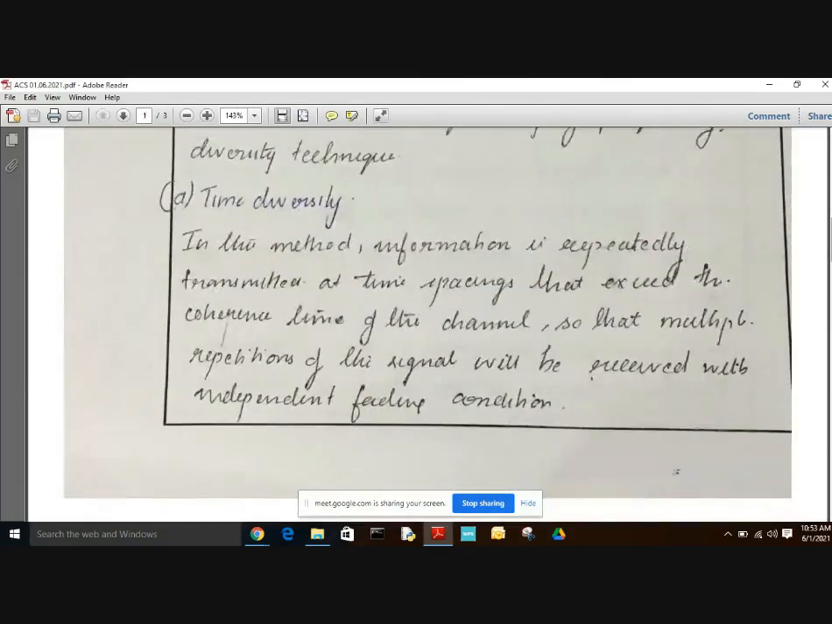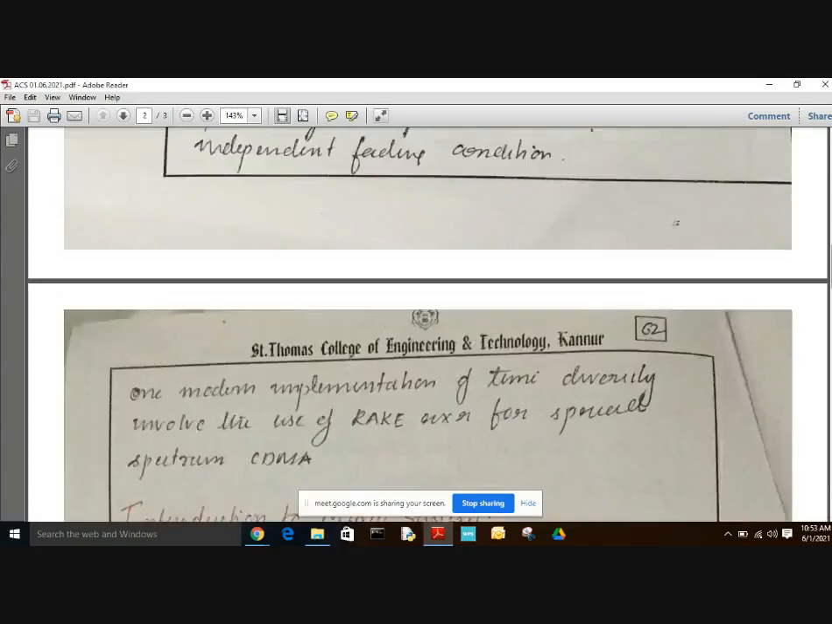In time diversity, in this method, information is repeatedly transmitted at time spacing that exceeds the coherence time of the channel, so that multiple repetitions of the same signal will be received with independent fading conditions. So this is about diversity.